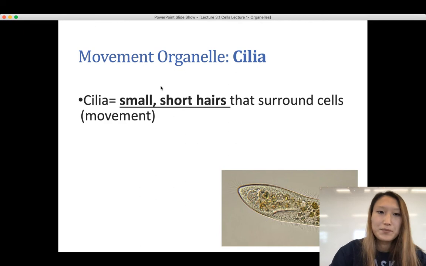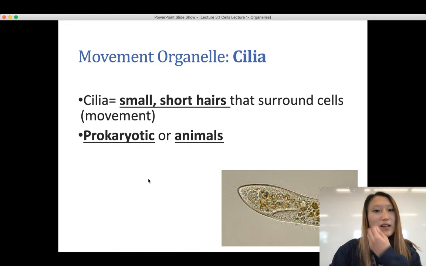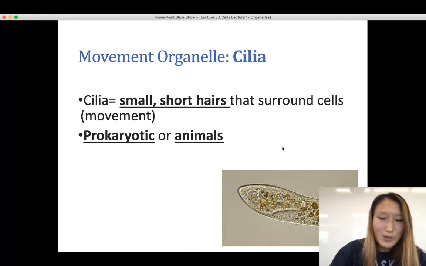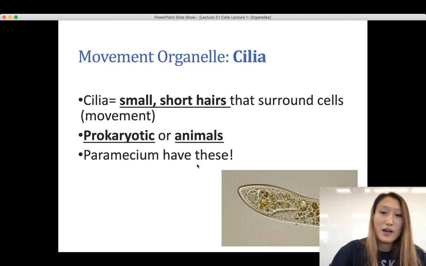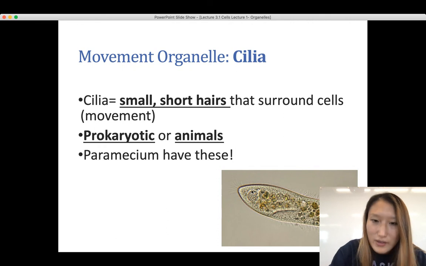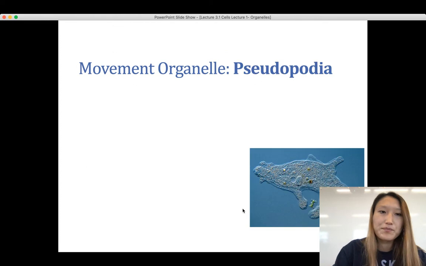So that's what cilia does. You have a lot of small short hairs that surround the cell. It's for movement. This is for eukaryotes, just animals, because plant cells don't really need to move around all that much. Okay, Paramecium is an example of a protist that has these cilia. Look at this little tiny hair. Okay, so it goes all around the cell.